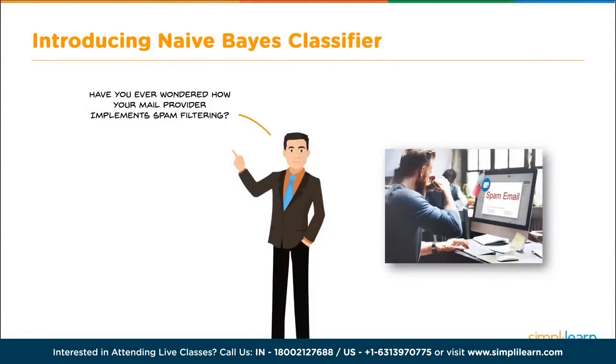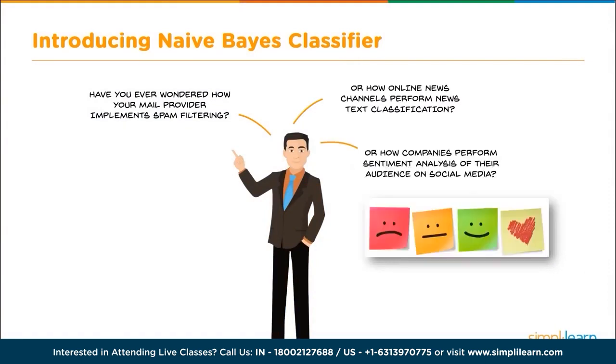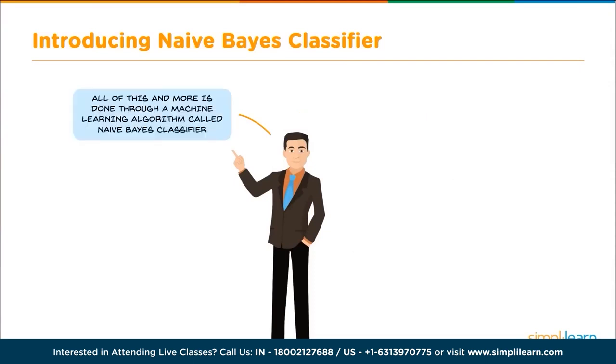Have you ever wondered how your mail provider implements spam filtering? Or how online news channels perform news text classification? Or how companies perform sentimental analysis of their audience on social media? All of this and more is done through a machine learning algorithm called Naive Bayes Classifier.